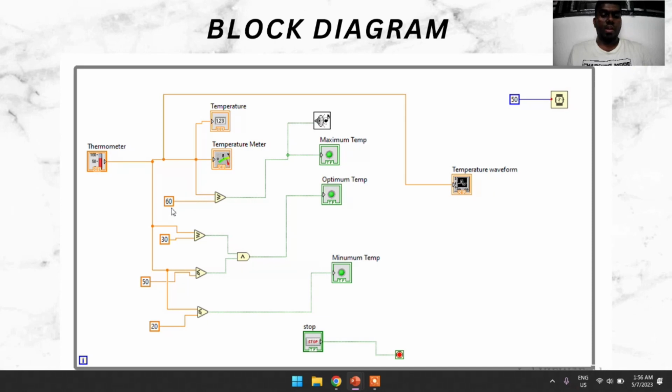In this case, if the temperature is more than 60 Celsius, the red light will turn on. For this part, we set a range between 30 and 50 for the optimum temperature, and it will show the green light. If the temperature is lower than 20 Celsius, the yellow light will pop up. This one is to run and stop the simulation, and this is the waveform block.